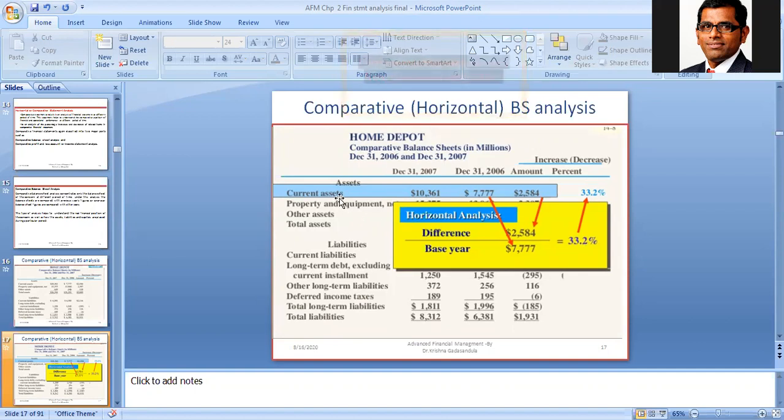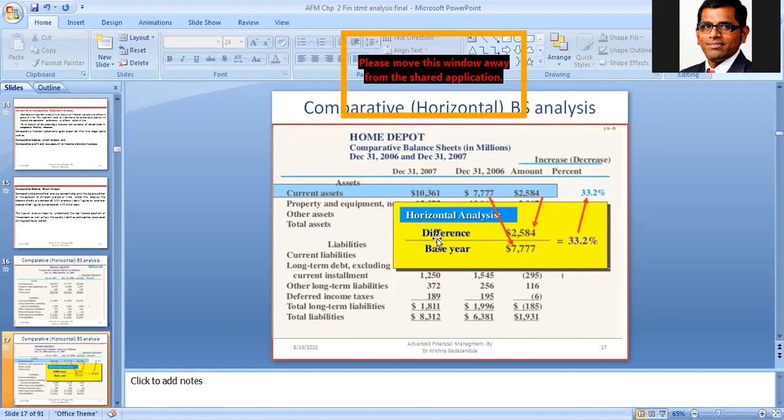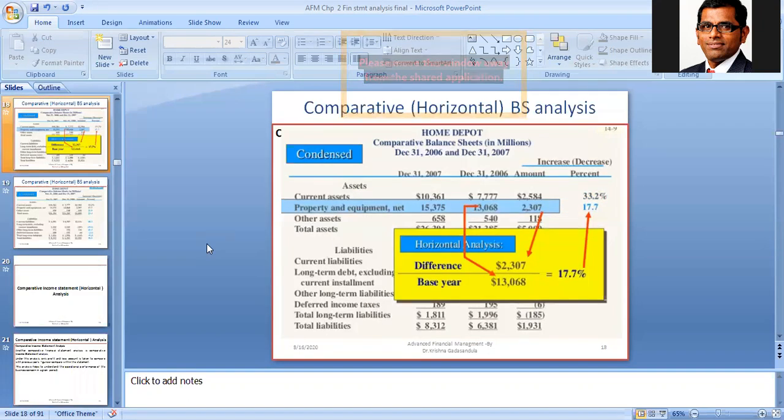gives 33.2%, which means your current assets have increased by 33.2%. Okay, so this is the horizontal calculation of a balance sheet. Very simple, you just have to remember this formula: the difference amount divided by the base year. So like this, for all items, we can calculate this horizontal analysis for all the figures, whatever items we have in the balance sheet in assets and liabilities, simply one by one.